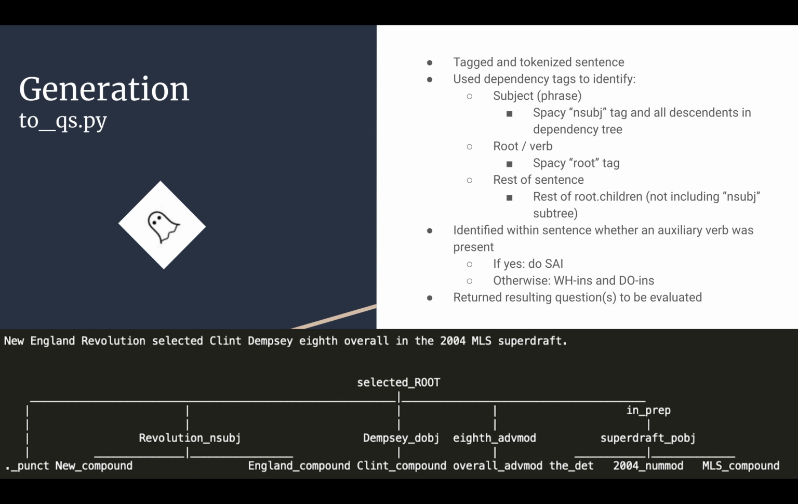In the generation function, for each sentence, we first tag and tokenize the sentence. Then we use the dependency tagger to identify the subject, which is the token marked by the nsubj tag. We also identify the verb, which is marked by the root tag, and then we identify the rest of the sentence. Then we determine if the sentence has an auxiliary verb, which is marked by the aux tag, and if so, we do the SAI, and if not, we do WH insertion and do insertion. The resulting question will be returned and evaluated.